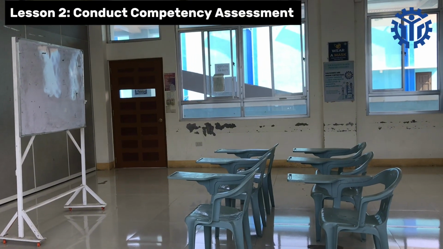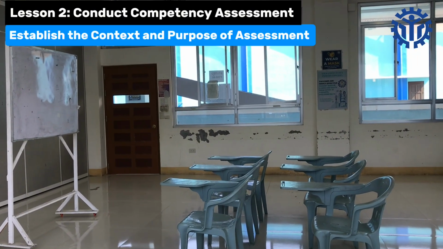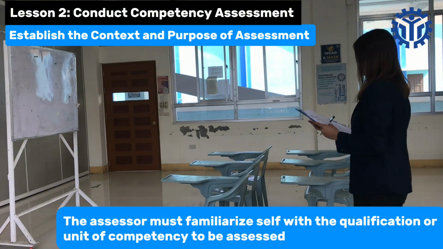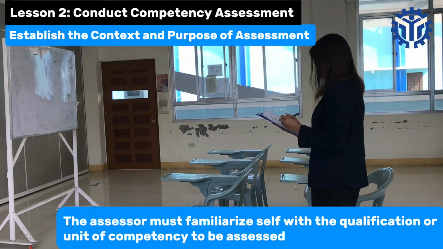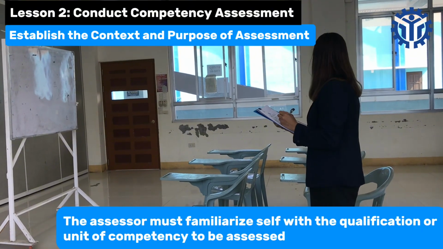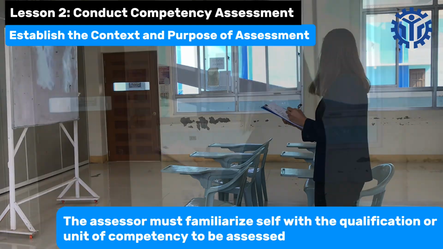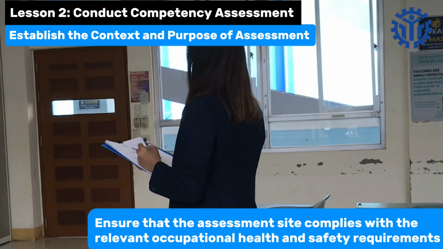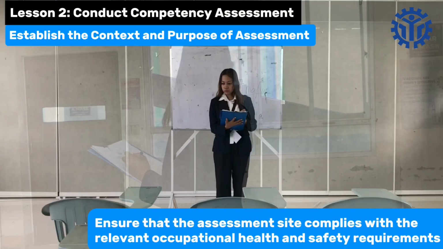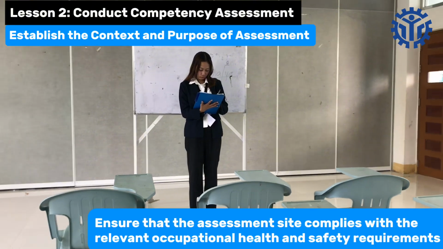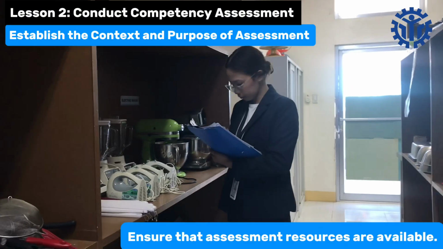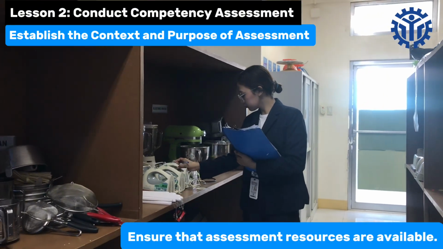Competency assessment. Establish the context and purpose of assessment. Assessor must familiarize self with the qualification or unit of competency to be assessed. Ensure that the assessment site complies with the relevant occupational health and safety requirements. Ensure that assessment resources are available.